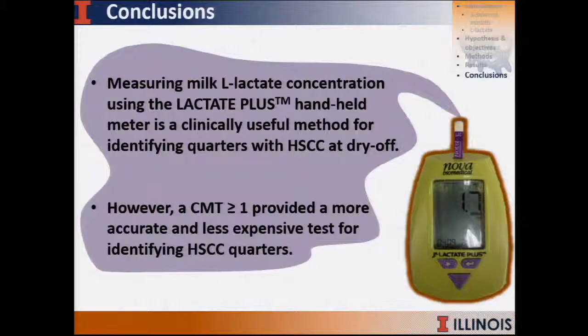From this information, we conclude that measuring milk lactate concentration provides a clinically useful method for identifying quarters with high somatic cell count. But in this study, CMT is still an accurate and less expensive test for identifying quarters with high somatic cell count.